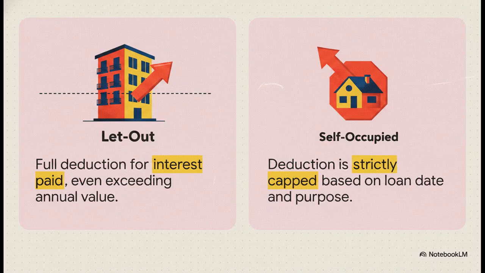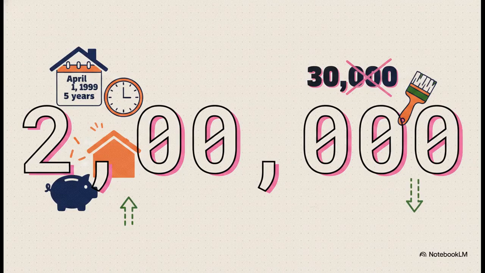Under Section 24B, you get to deduct the interest you pay on borrowed capital, like your mortgage. Now, if your property is let out, you get a full deduction for the interest paid or payable. There is literally no limit. Even if the interest exceeds the property's annual value, you can claim the whole shebang. But for self-occupied properties, because your annual value already starts at nil, the government strictly caps exactly how much interest you can deduct. And that cap for self-occupied properties is usually 200,000 rupees.